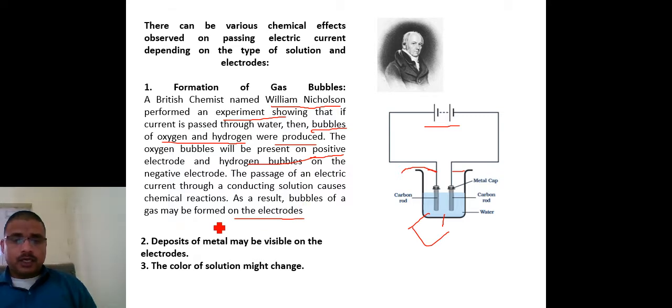Now, second, deposits of metal may be visible on the electrodes. The color of the solution might change. These things happen if some chemical reactions also take place in the water. In the case of the liquid, there will be a change of colors.